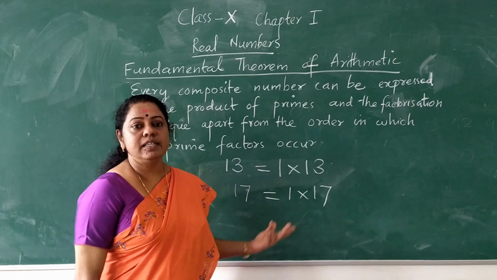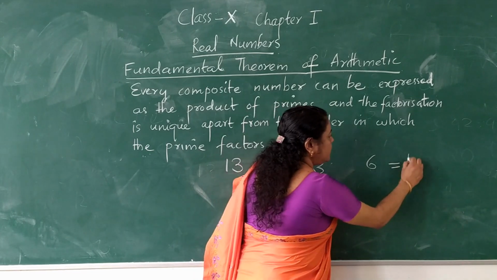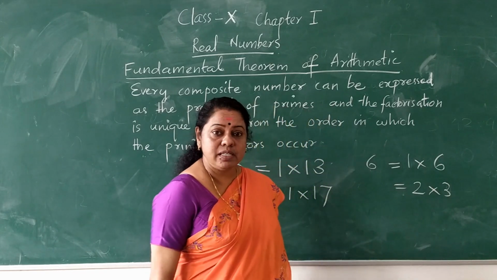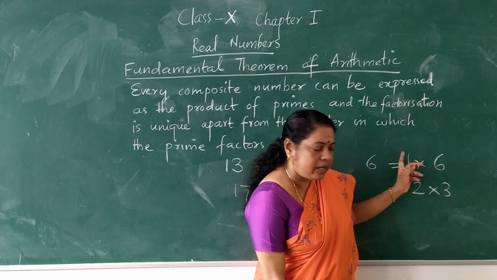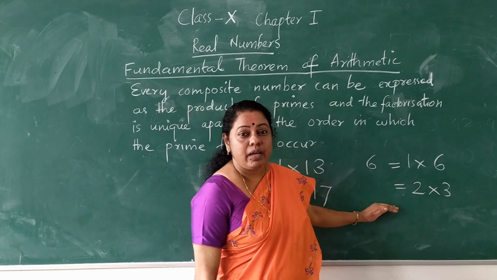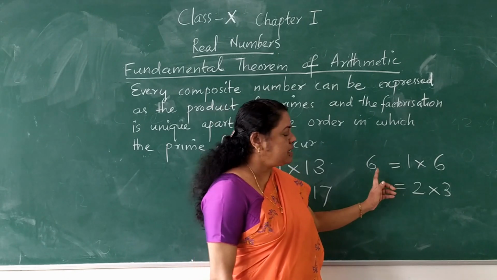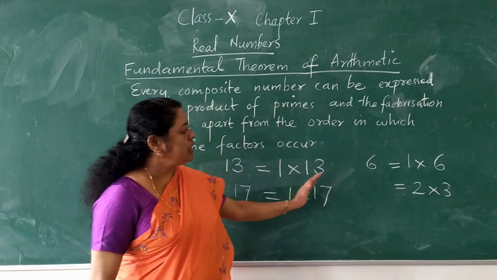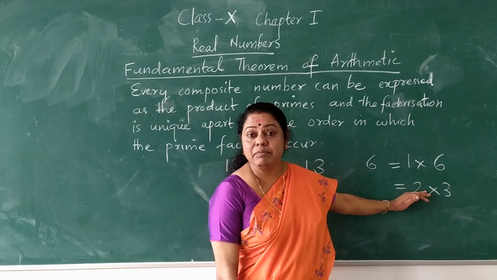Okay. Then considering a composite number. Now 6. We can write 6 as 1 into 6 or 2 into 3. There are 2 ways we can write it as a product. So here 1, 2, 3 and 6 are factors of 6. So it is a composite number. It has more than 2 factors. A number having more than 2 factors is a composite number. So a number having 2 factors is a prime number, and a number having more than 2 factors is a composite number. I think all of you remember this.